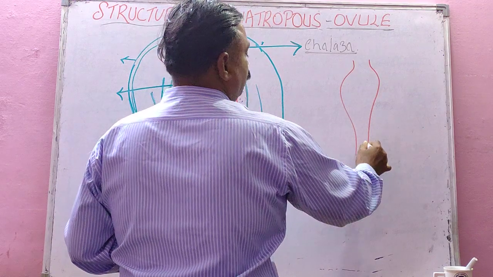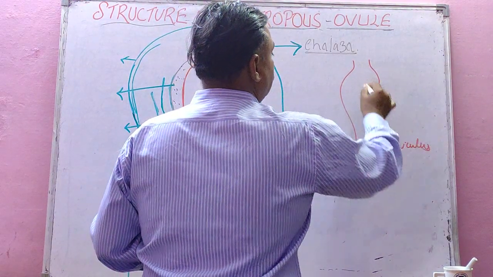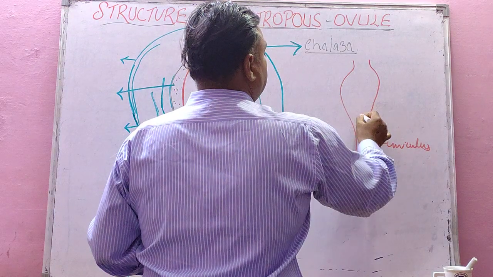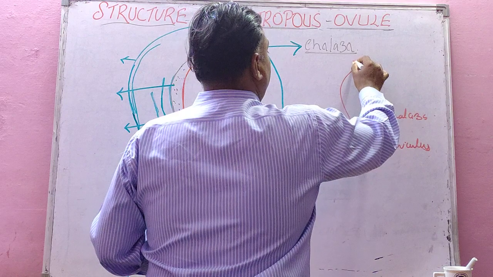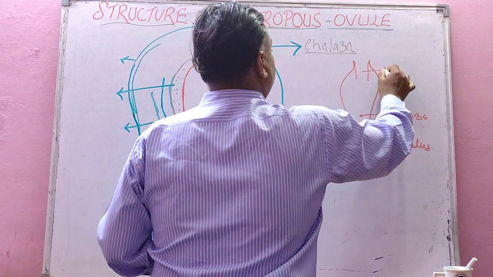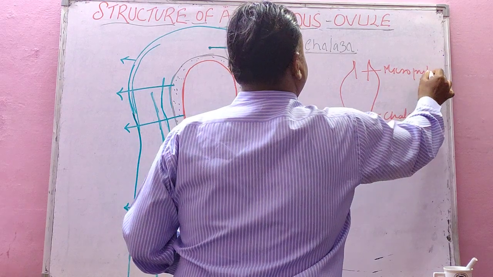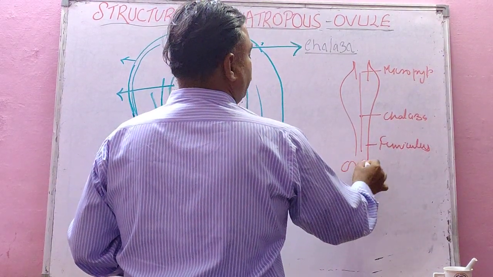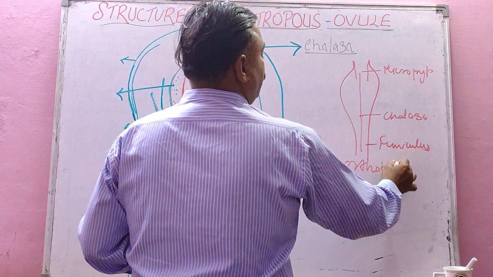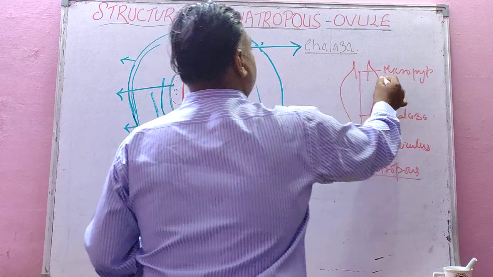In orthotropous ovule, funiculus, chalaza and micropyle are in one axis. These are in one axis, that is orthotropous. But student, we are going to study anatropous ovule.